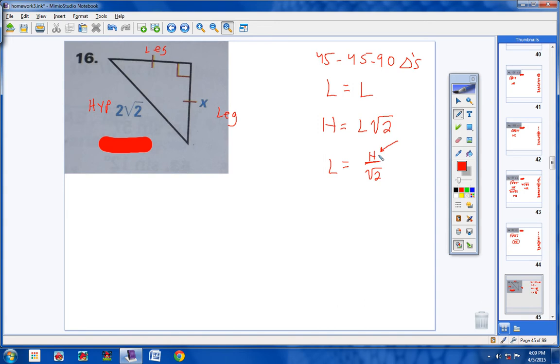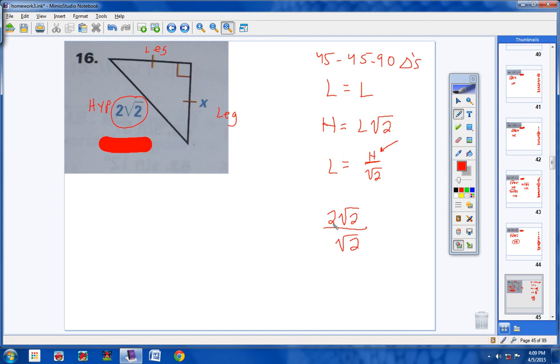So, I'm going to take my hypotenuse, 2 square root of 2, right here, and divide that by square root of 2. Let me say it again, students. Anytime you're dealing with a 45, 45, 90 triangle, if you know the hypotenuse, simply divide it by the square root of 2, and you'll get the leg. If you know the leg, simply multiply it by the square root of 2, and you'll get the hypotenuse, okay?